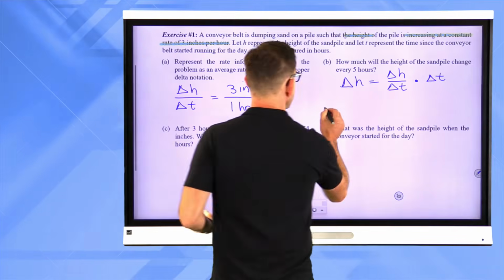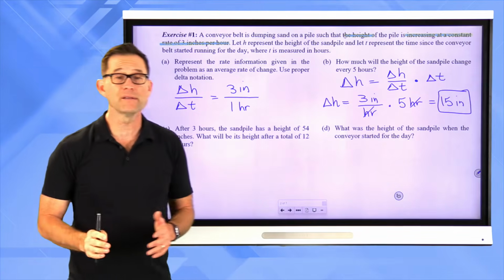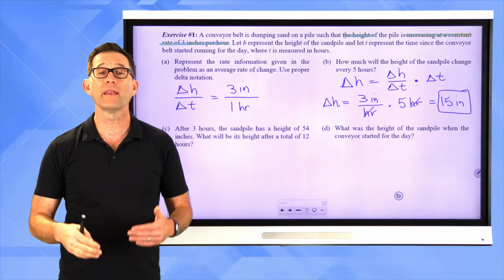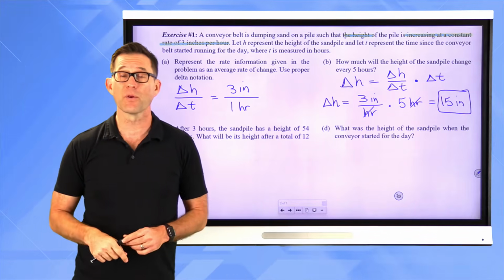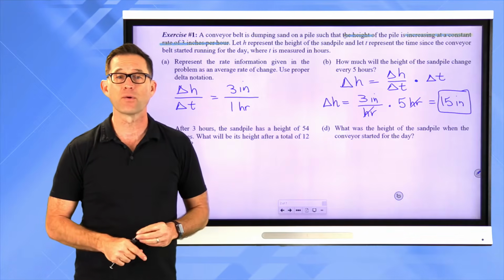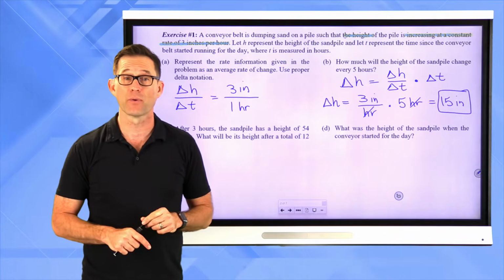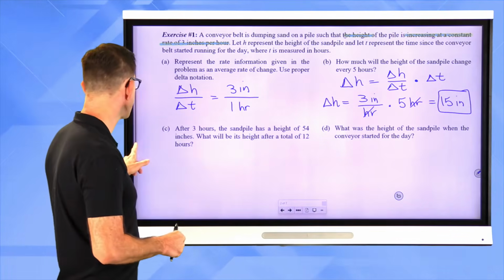So really, right, the change in H in this case is going to be 3 inches per hour times 5 hours. The hour units cancel, and we get 15 inches. Now, I really want you to understand, that is not what the height is. That is how much the height has changed. Specifically, we can interpret that as the height has increased by 15 inches for every 5 hours of time that pass. And that makes sense, because for every hour that passes, it increases by 3 inches. So let's keep going. Let's take a look at letter C.